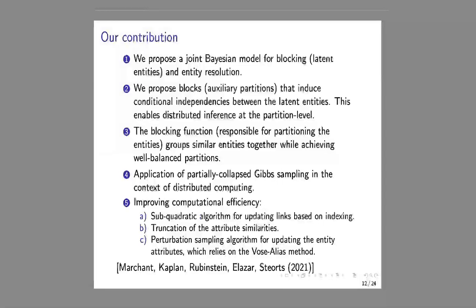So now I'm going to go over the nuts and bolts of the contribution. And again, this was led by Neil Marchant, and he just graduated with his PhD. So we're proposing a joint Bayesian model for blocking. So we're specifically blocking the latent entities and doing entity resolution. A big component here is we're not blocking the attributes or the records, which is commonly done in record linkage, but we're going to block the latent entities. I want to really highlight this because this isn't commonly done in practice. We're doing this for a very specific reason.